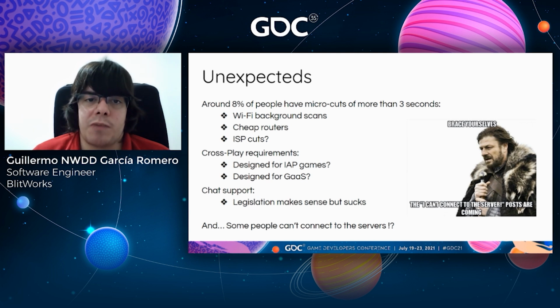Also, regarding crossplay requirements, we didn't expect platforms to be so focused on one-size-fits-all requirements clearly designed for in-app purchases and games as a service that don't fit indie games at all. We would appreciate if this was revised in the future, as the requirements are overkill for an arcade-like online multiplayer.